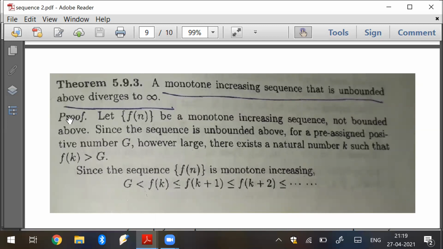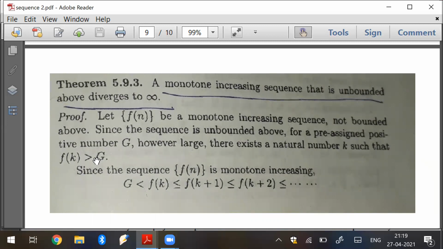So let me just have a look at the proof. Let fn be a monotone increasing sequence which is not bounded above. Not bounded above means whenever I am trying to put some boundary, it is failing. That means whenever I try to choose some real number, say capital M or G, and say that my fn is less than that amount, I am always failing to do so.